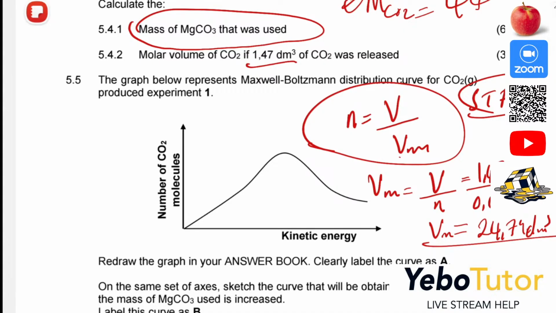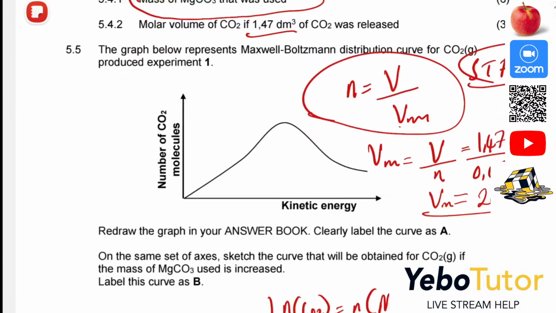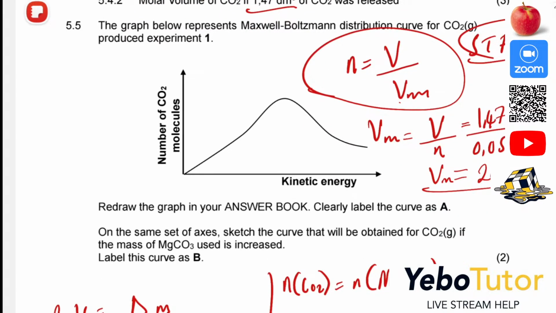All right, the graph below represents the Maxwell-Boltzmann distribution curve for the CO2 produced in experiment number 1. Now that we know that, redraw the graph in the answer book. Clearly label the curve as A. On the same set of axes, sketch the curve that will be obtained for CO2 if the mass of MgCO3 used increases. Label this curve as B.